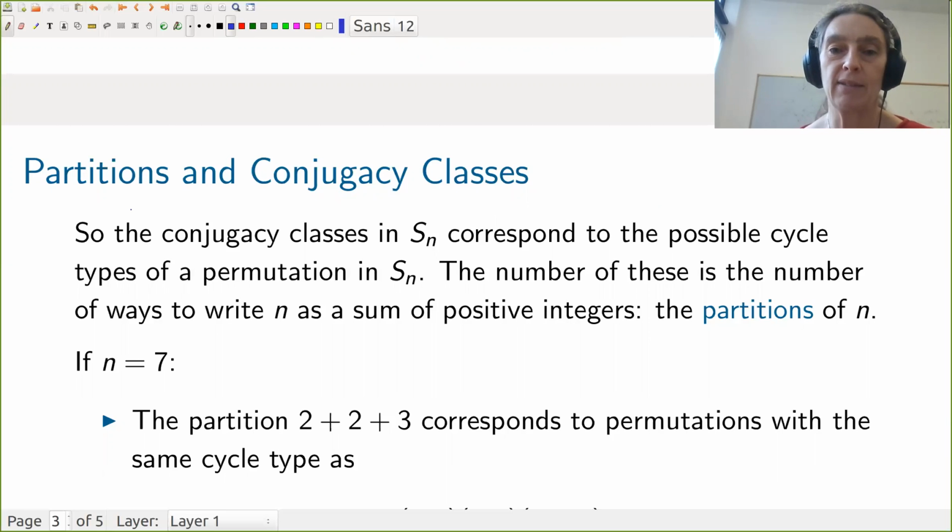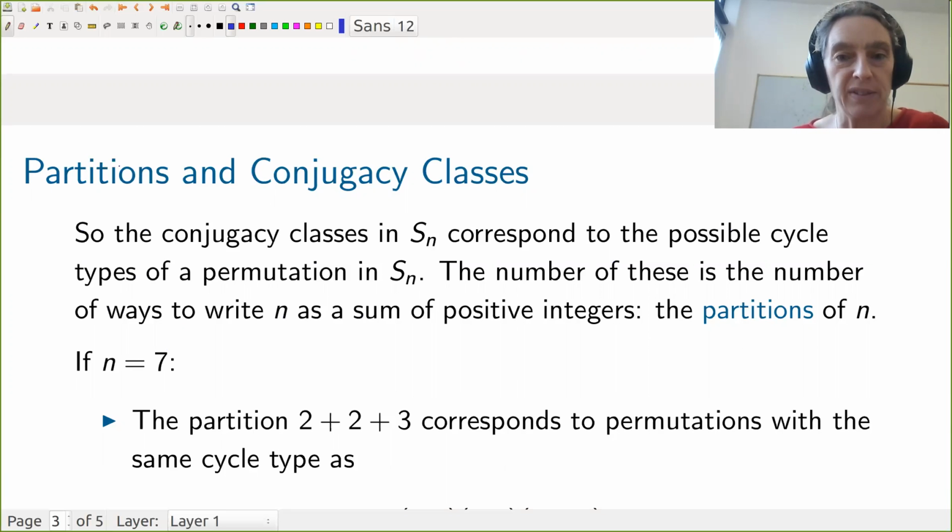So the conjugacy classes in Sn correspond to the partitions of n, the ways of writing n as a sum of positive integers. The problem of counting the partitions of a positive integer is a difficult problem of number theory. There are recursive formulas for it, but there isn't a neat formula that tells you in terms of n how many partitions n has.